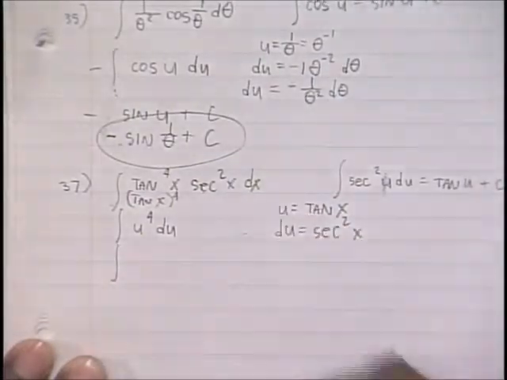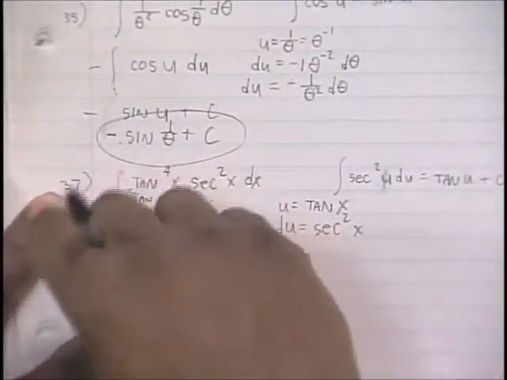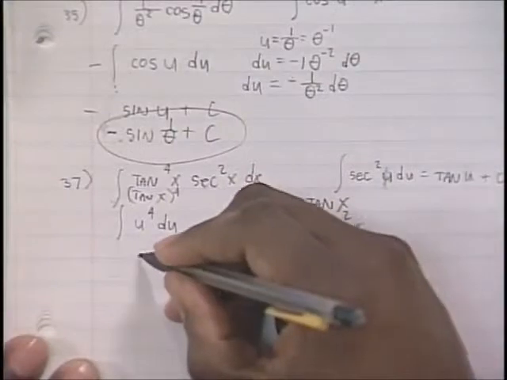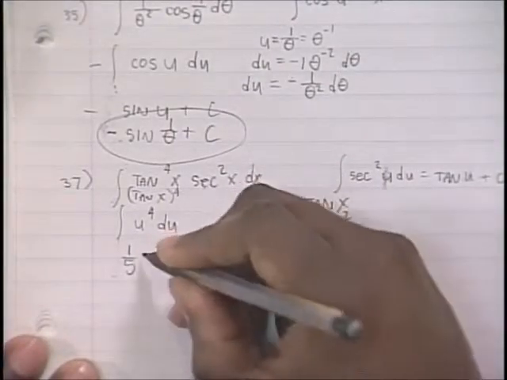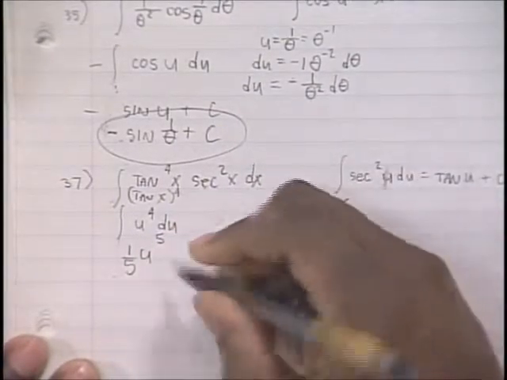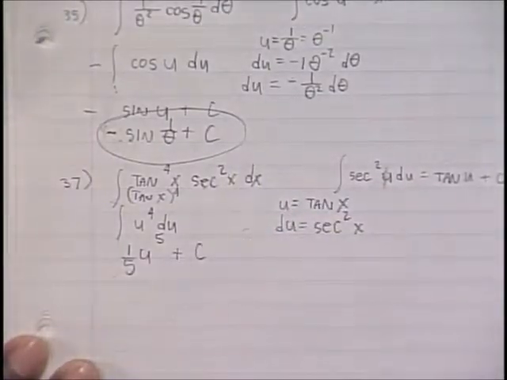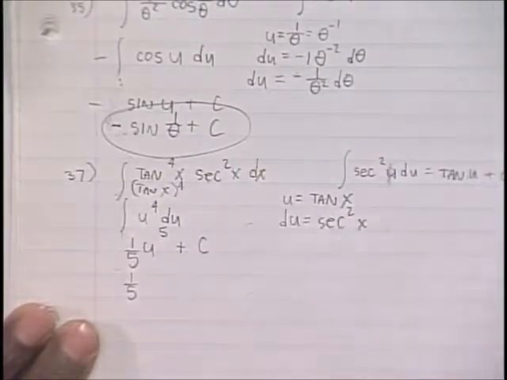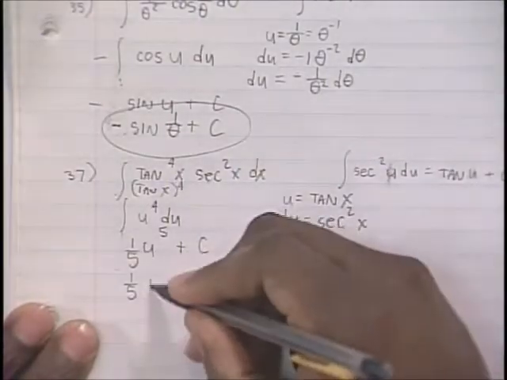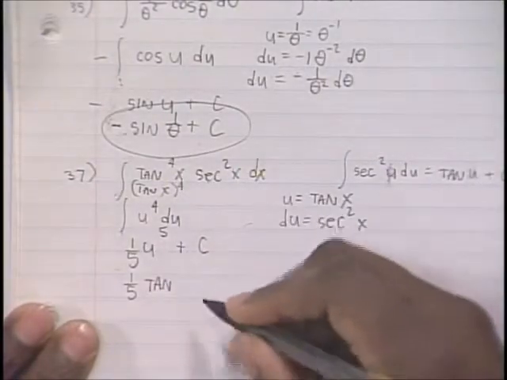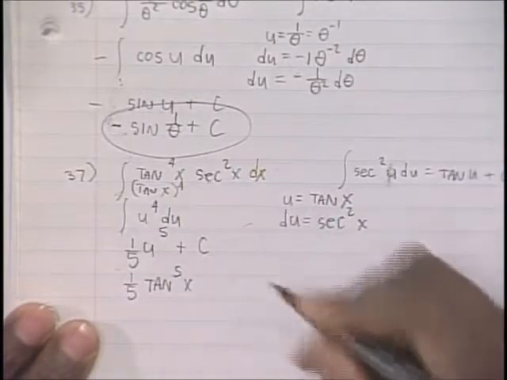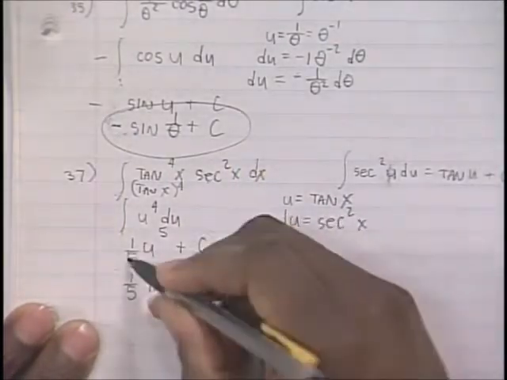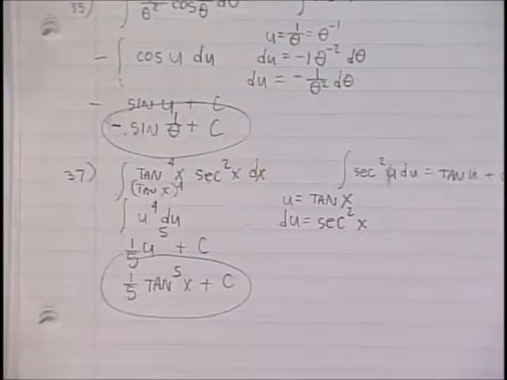Take the antiderivative of u to the 4. We get 1/5 u to the 5th power plus c. We put the u back, and we get tangent of x to the 5th plus c. Final answer: 1/5 tangent of x to the 5th power plus c.